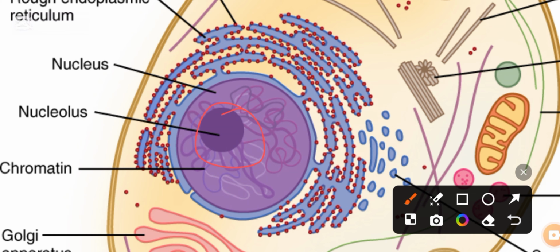Inside this nucleus, we also have the chromatin. So what does this chromatin do? During cell division, the chromatin elongates. What you have to grasp about the chromatin is that it contains the chromosomes. During cell division, it extends, and when it extends, it forms the chromosomes. What you have to take home is that chromatin contains the chromosomes.